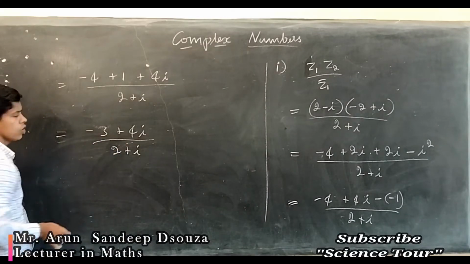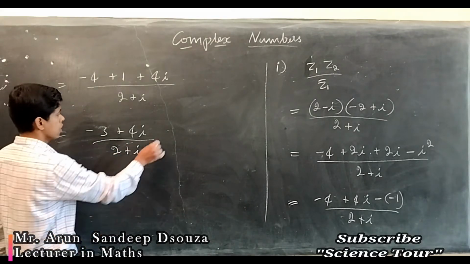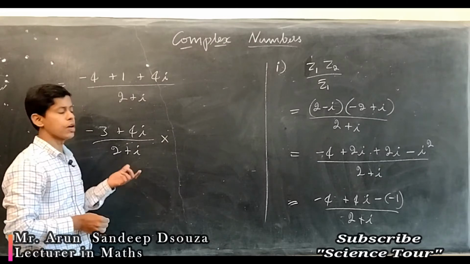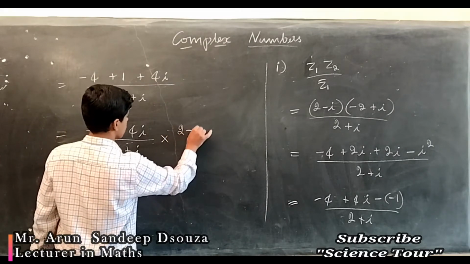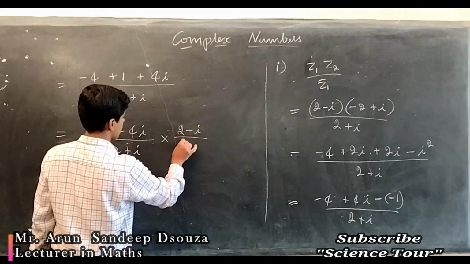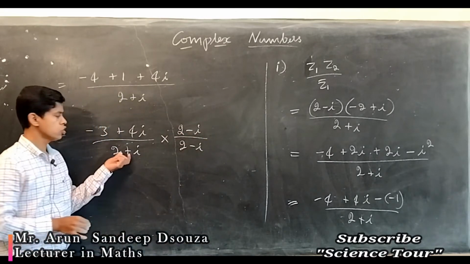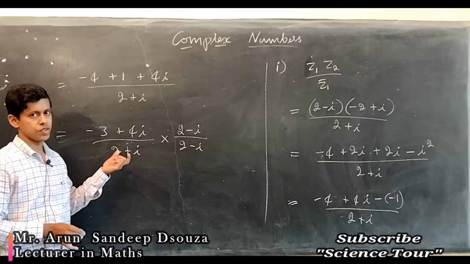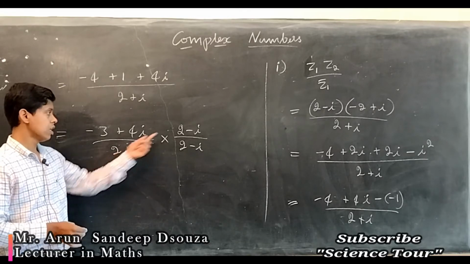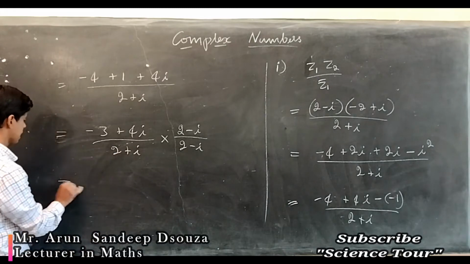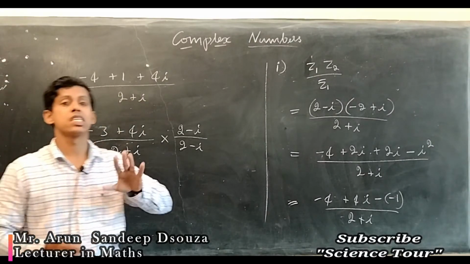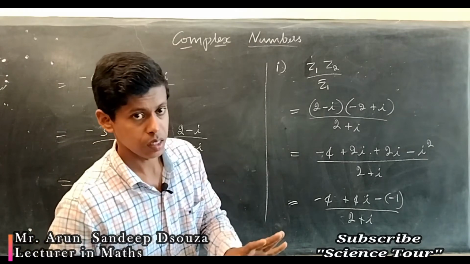Okay, so now what you have to do is rationalize. So multiply and divide by the conjugate of the denominator. So what is the conjugate? 2 minus i divided by 2 minus i. Conjugate of the denominator, plus i becomes minus. Okay, so for rationalization, because the denominator should not have an imaginary part, only the real part should be there.